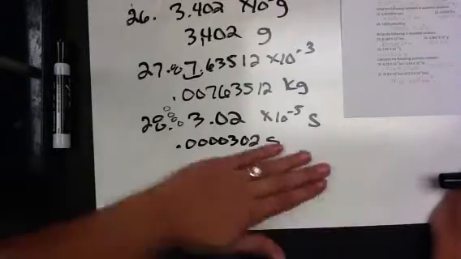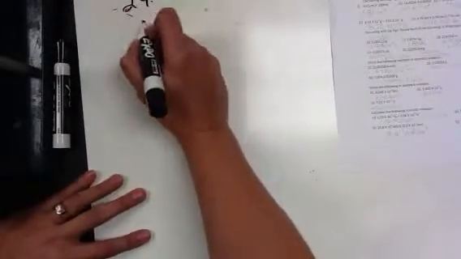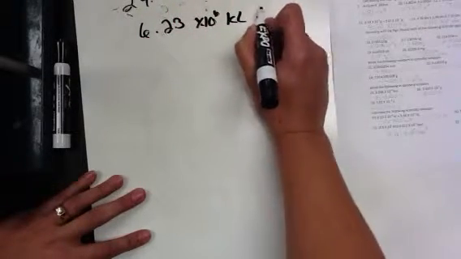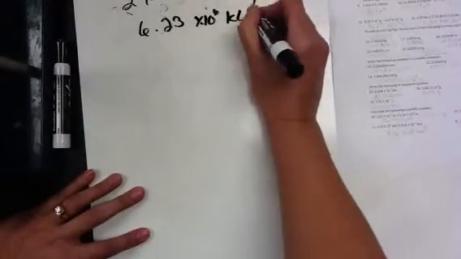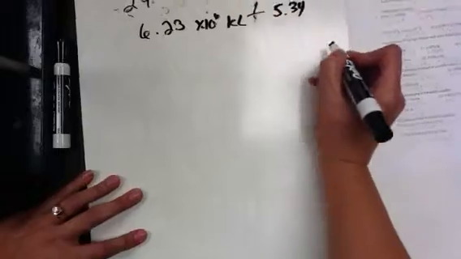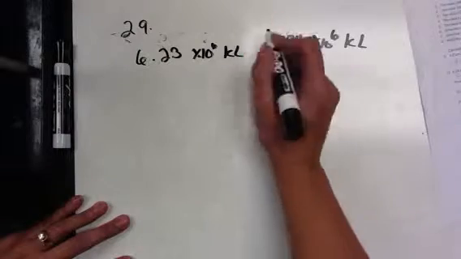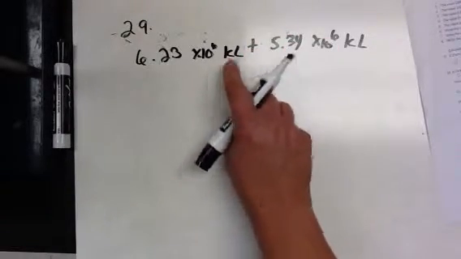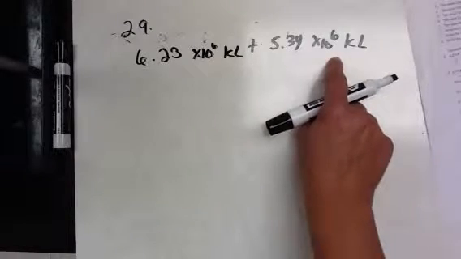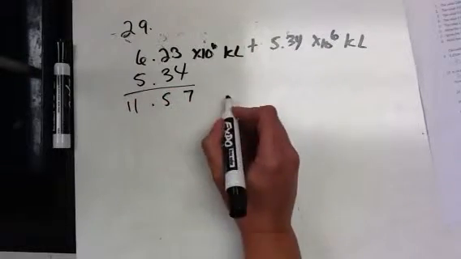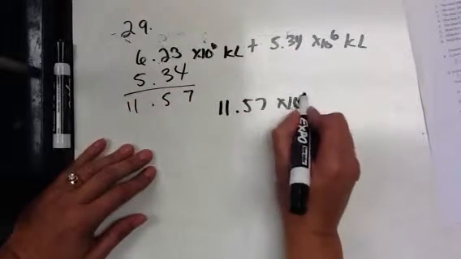Okay? Almost done. We got problems 29, 30, 31, and 32, and this is the calculating. These are all the level 4s. So if we look at 29, we had 6.23 times 10 to the 6 kiloliters, and we're adding that to 5.34 times 10 to the 6th kiloliters. That's a plus. We can do this without a calculator as long as the exponents are the same. They're both 10 to the 6. So if I add these two things together, I'm going to get 11.57 times 10 to the 6th.